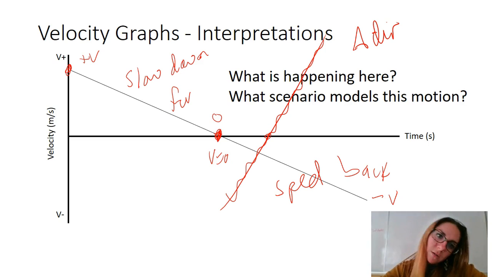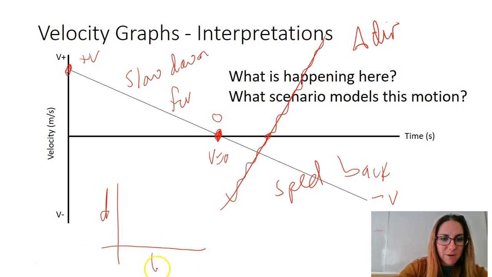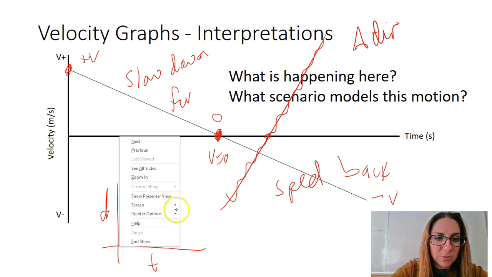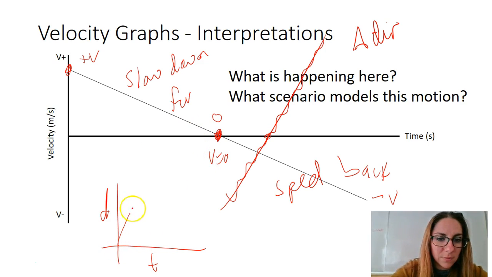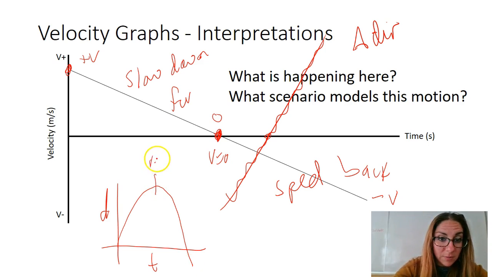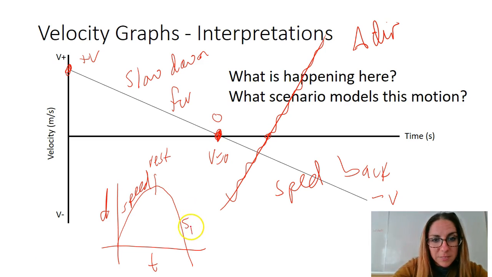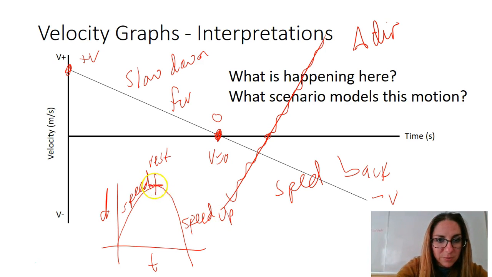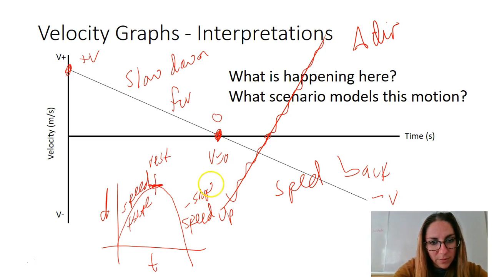So what can be moving forward, stop, move backwards? If I made a distance versus time graph right here, it would do this. So I'd start moving fast, and then I'd slow down like that. So this would be rest at the top here. This is a speed up forward, and this is a speed up backward. How do I know? Because we have rest here. I go from moving to rest, and I go from rest to moving. There's a positive slope here, which means I'm forward, and I have a negative slope here, which means I'm backwards.